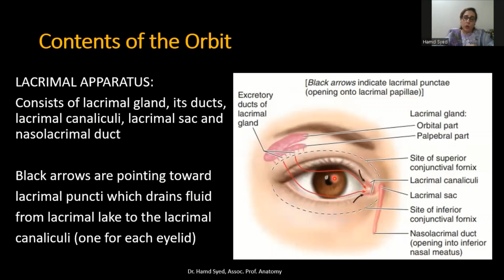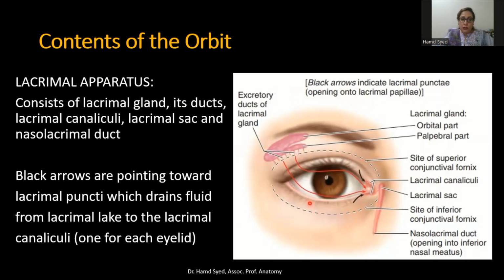So, contents of the orbit also include the very important lacrimal apparatus. Now, what does the lacrimal apparatus consist of? It consists of the lacrimal gland and its ducts. Here is the lacrimal gland, the ducts of the lacrimal gland, and it also consists of the lacrimal canaliculi, the lacrimal sac, and the nasolacrimal duct. All these structures are collectively known as the lacrimal apparatus.